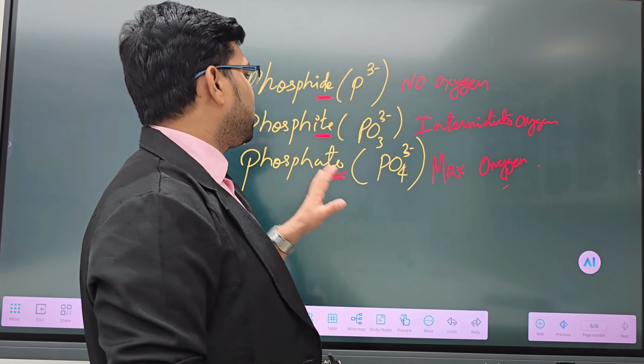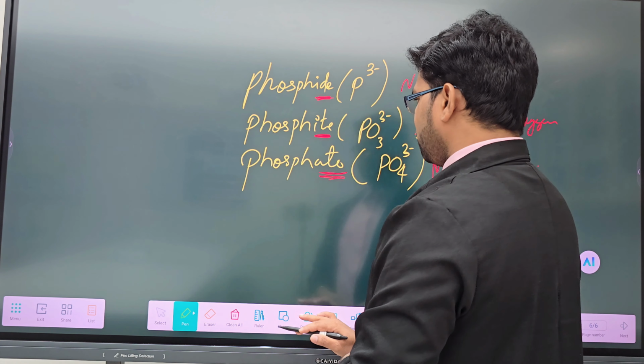This is the way you can find out about the ions.